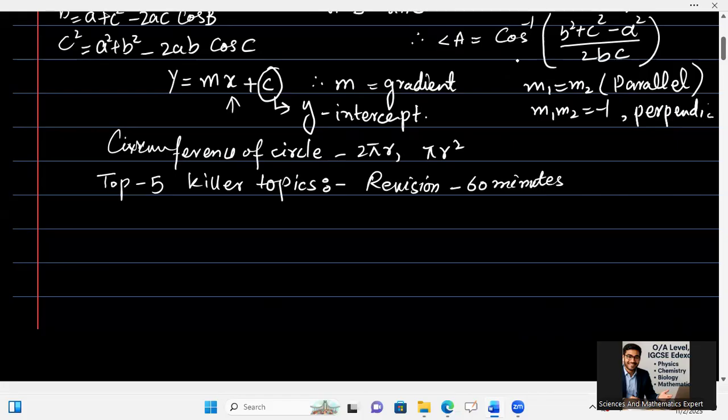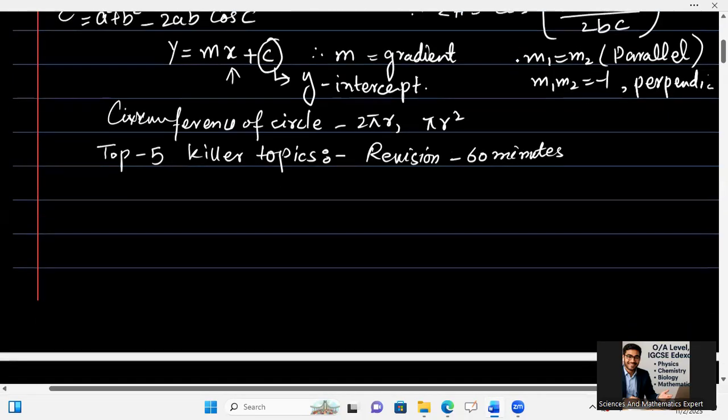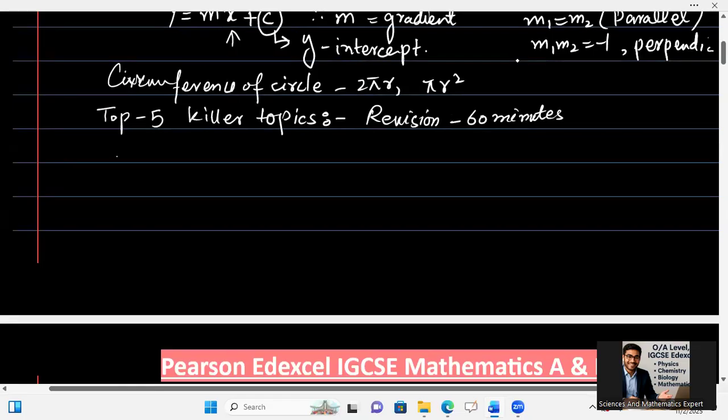Then I will say quickly review your notes on the most common heavy mark topics. Do just 1 to 2 practice questions on each, to build confidence. Like the main key killer topics, number 1 is related to algebra. Remember that it is the topic on each to build confidence only.